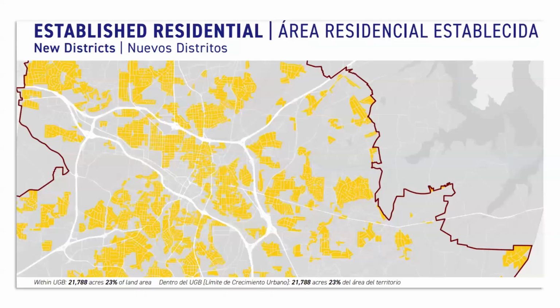And so I also wanted to throw this up. This is a snippet of a map showing that established residential place type within the urban growth boundary. One thing to note is that you can see it makes up roughly 1/4 of all the land within the UGB.